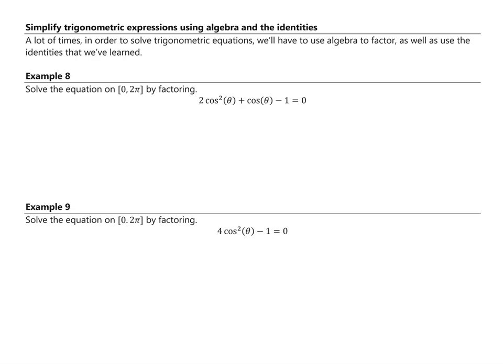Next, simplify trigonometric expressions using algebra and the identities. A lot of times in order to solve trigonometric equations, we will have to use algebra to factor, as well as use identities that we have learned. So let's say example number 8: solve the equation on the interval from 0 to 2 pi by factoring. Given 2 cosine squared theta plus cosine theta minus 1 is equal to 0.